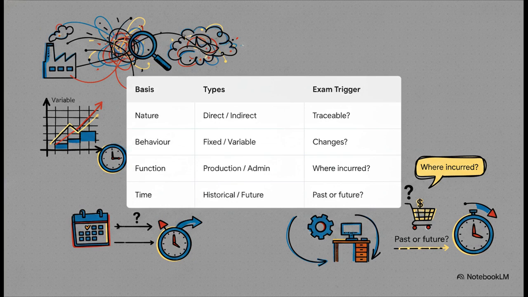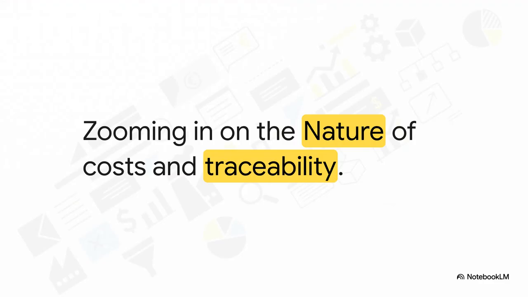Third is function. Are we talking production, administration, or selling? You simply ask, where was it incurred? And finally, time. Is it historical or predetermined? Basically, is this a past cost or a future cost? Memorize those specific trigger questions, and you're going to instantly know which classification basis an exam scenario is throwing at you. All right, so we've got the broad map.